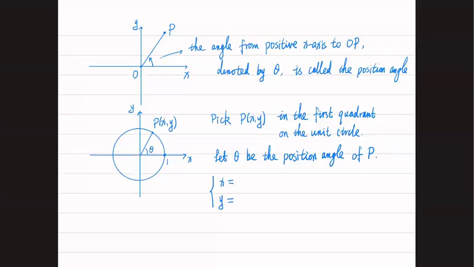Okay, let's think about this. Could you give me a formula for the two coordinates of this point using this angle? Okay, let's make the right triangle again.